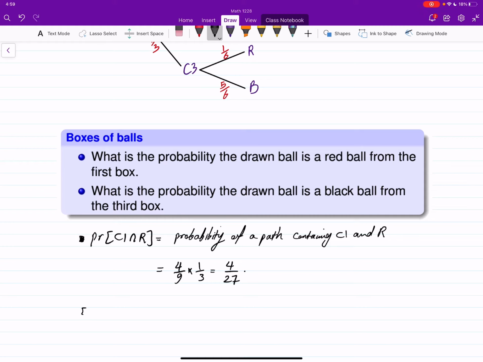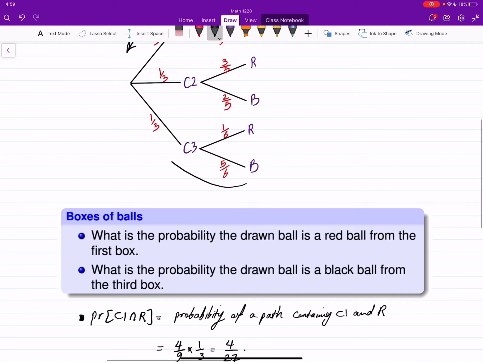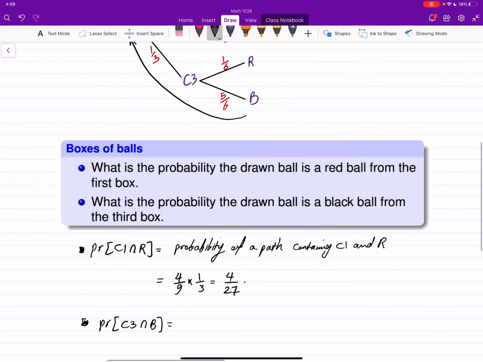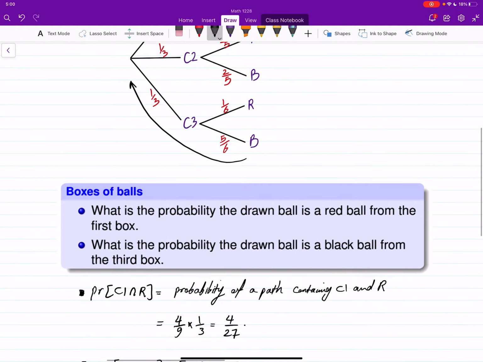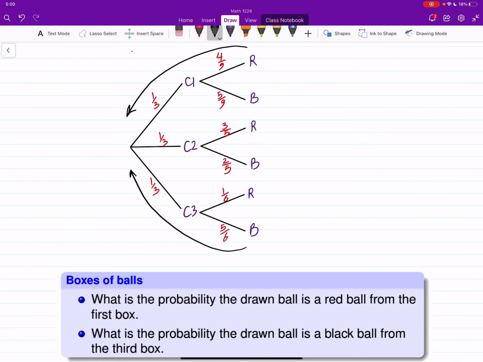Probability that we get black from the third box. So C3 and black. C3 and black is this path here. The intersection of all the events on this path, B and C3, the probability of that is given by the product of the numbers you see along the way. So 5/9 times 1/3, which is 5/27. Okay, so that way you can use the tree to find the intersection of the events which form a path.